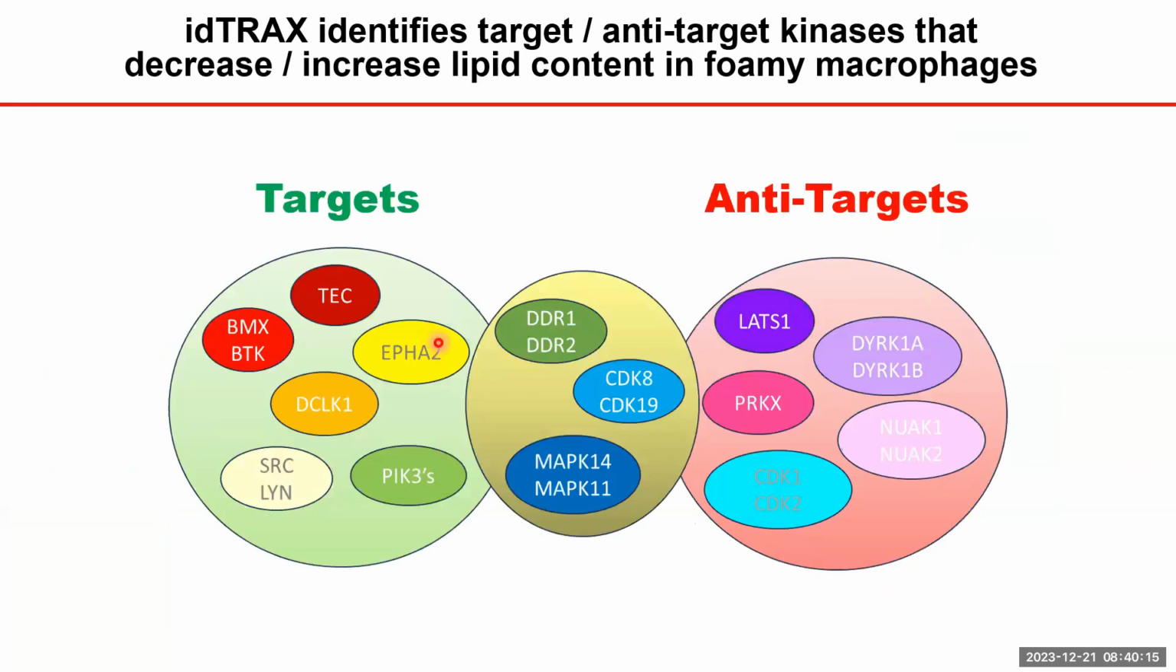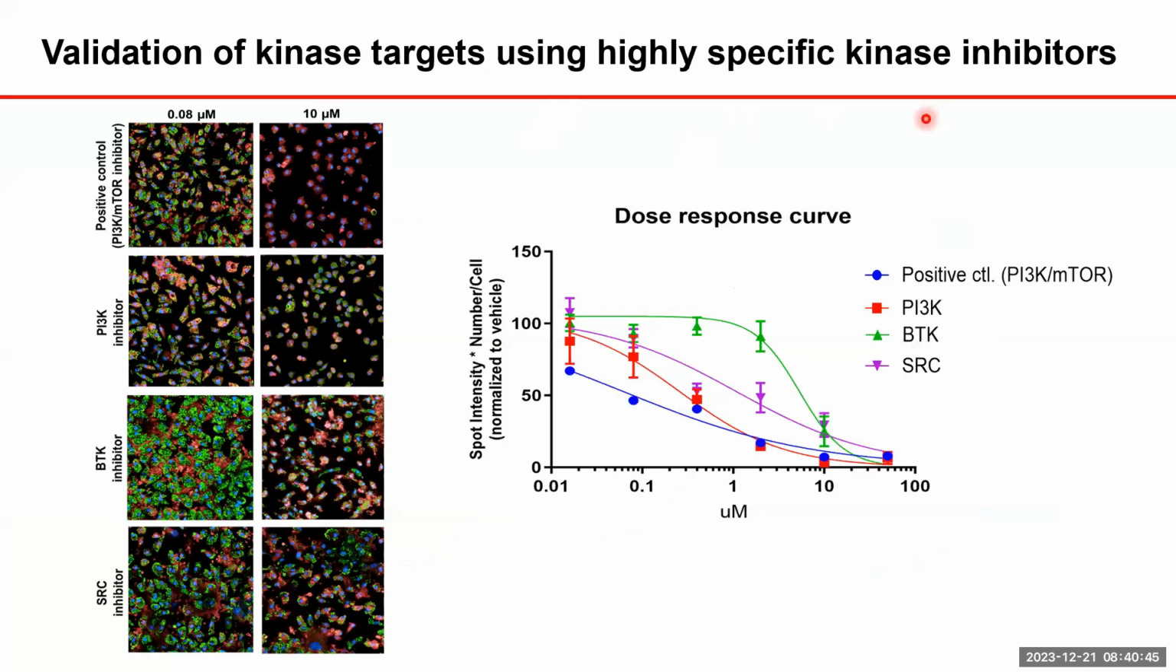This is a summary slide of our final results from this screening campaign, where these are the targets here, and these are the anti-targets, and obviously there are some that fall in the middle. We wanted to pursue these targets, and because all the tools that we had used were promiscuous so far, we wanted to move forward with validation using a more specific kinase inhibitor. So we took very highly specific kinase inhibitors for each of these top 3 hits, or actually all the hits that we found here.